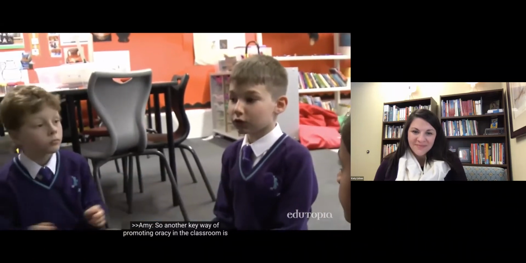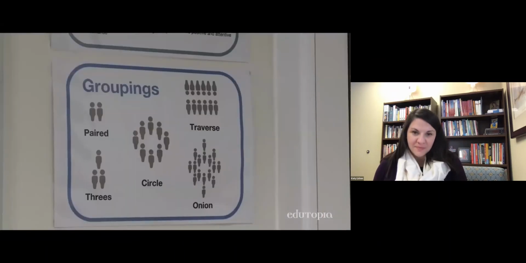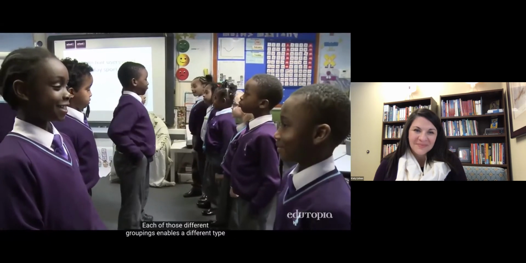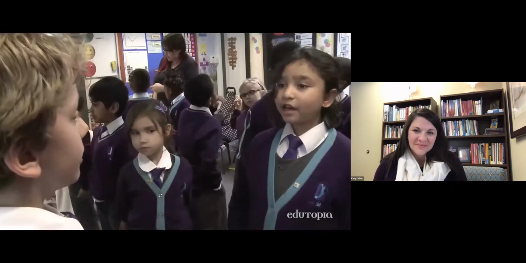And so another key way of promoting oracy in the classroom is to think carefully about the groupings that you use. So whether you're getting them to talk in pairs or in trios or in larger groups. Sometimes it's best to have students in threes. Sometimes we look at how they can stand in the traverse opposite each other. Each of those different groupings enables a different type of conversation. If you see inside them, we're all human beings and we're all people.